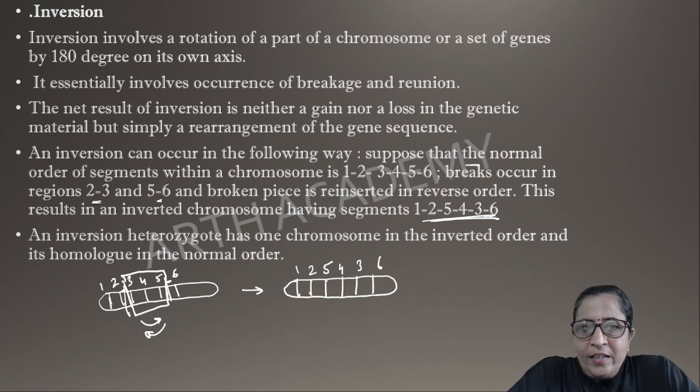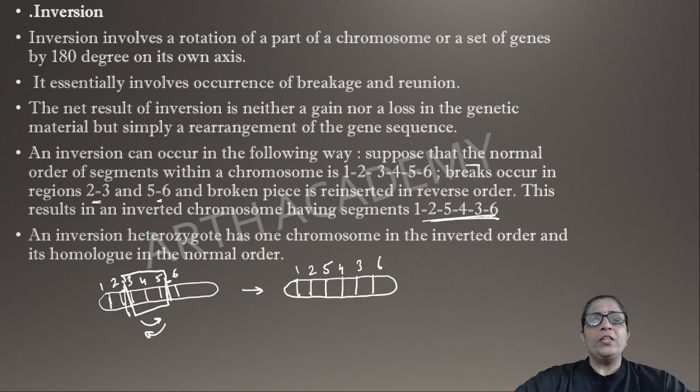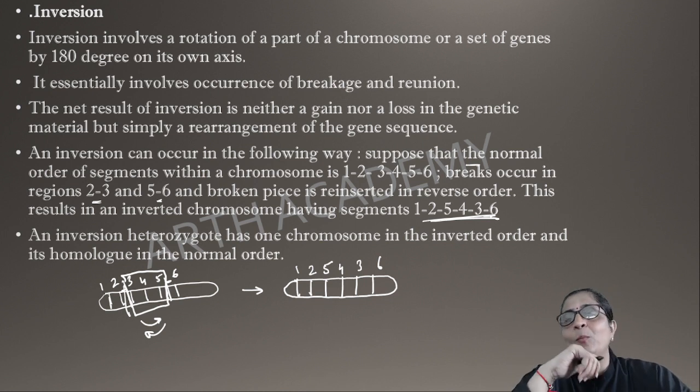I hope this is clear. So, in a simple way, this is what we call an inversion. An inversion heterozygote has one chromosome in an inverted order and its homologue in a normal order. Now this is again an important thing.